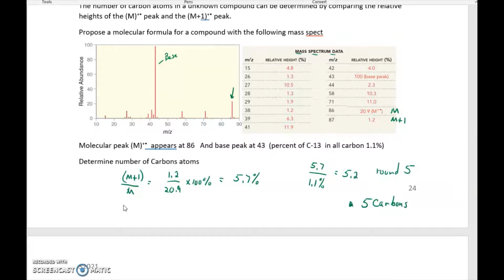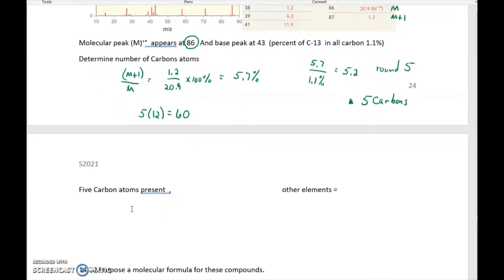Now we have 5 carbons, and we have a molar mass of 86. So 5 carbons are going to weigh 5 times 12, which is 60. So 60 of our mass here is taken up by the carbons. Our total mass is 86, and we subtract off the mass of the carbons, the carbon mass. That leaves us with 16 mass units. No, it doesn't. It leaves us with 26. That's good. Otherwise, the problem wouldn't work.